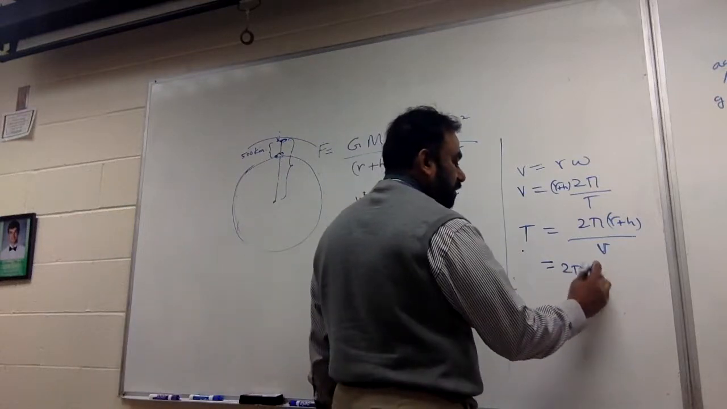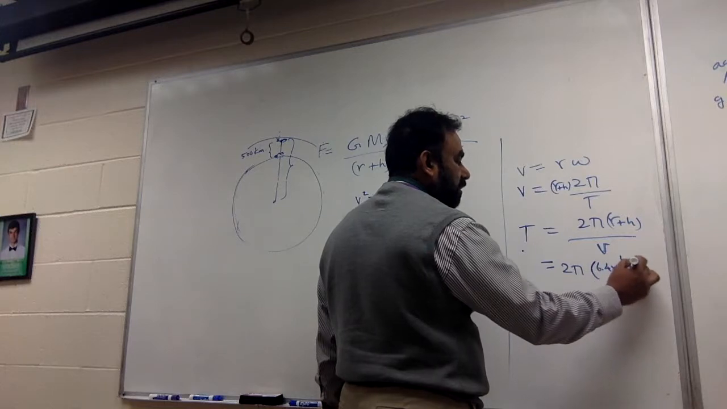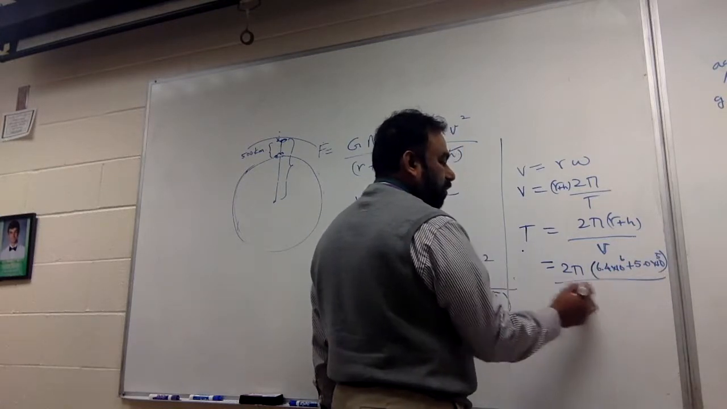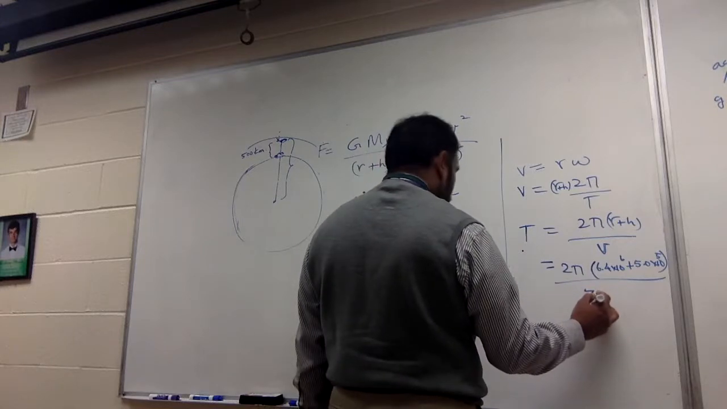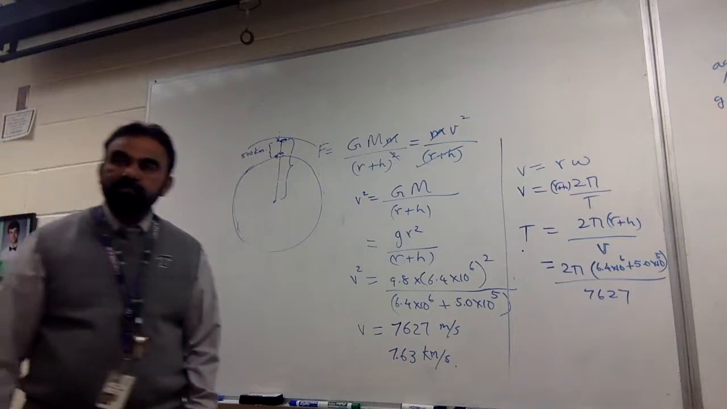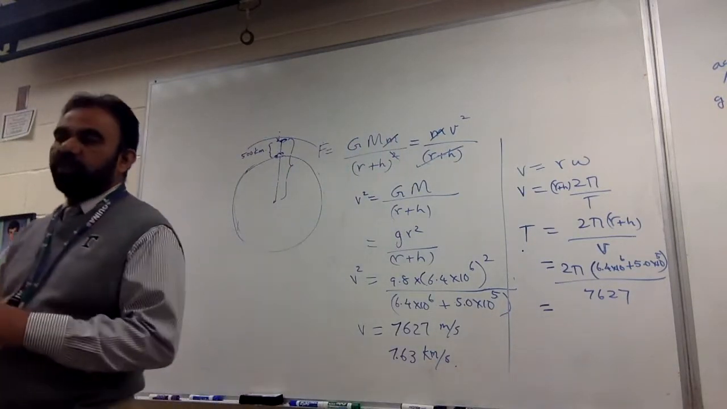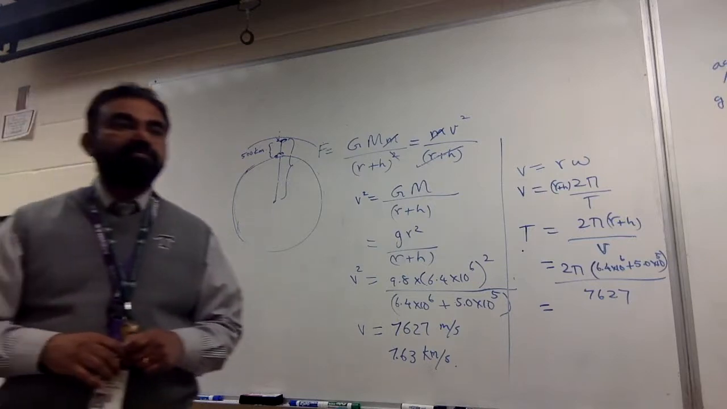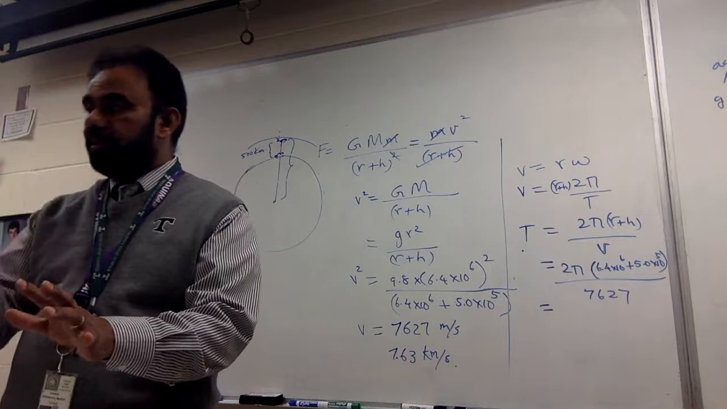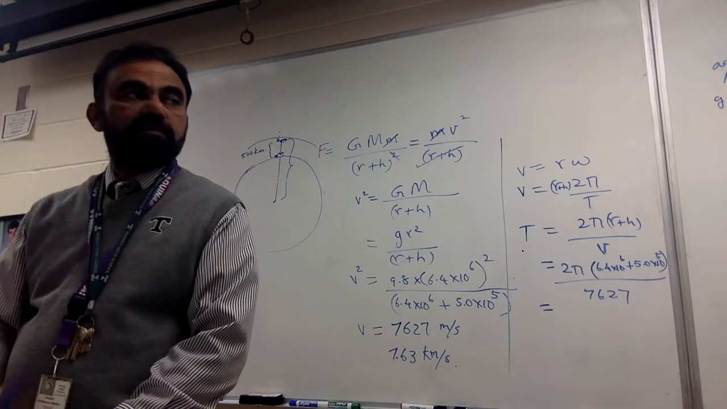So 2 pi times 6.4 times 10 to the power 6 plus 5.0 times 10 to the power 5, over 7627. And what is the time? You'll get your answer in seconds. So see, you can actually find the time period of the satellite. You'll know how much time it takes to go around and come back.